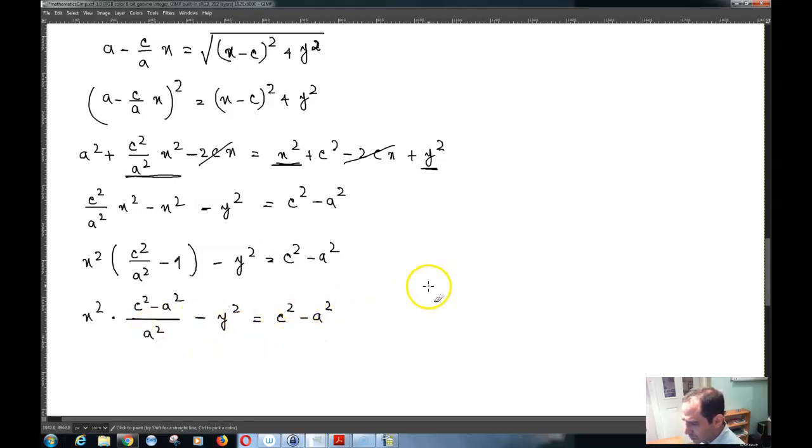Now you know that we said that a squared was equal to b squared plus c squared. So then c squared minus a squared is equal to negative b squared. So if over here I take this to the other side of the equation, negative b squared is equal to c squared minus a squared. So c squared minus a squared is equal to negative b squared.